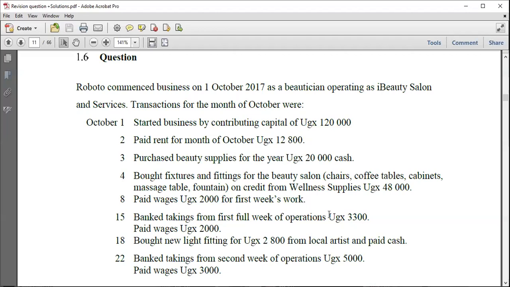You get it? So it's good for you to take note of that, that every time we want to draw up our statement of financial position or income statement, we need to have a trial balance. So in this question, they have not given us a trial balance, but have rather given us the transactions as they are. So we are going to go through the questions, and then we shall try to see how each of these can basically go.